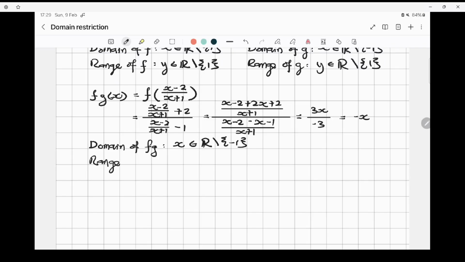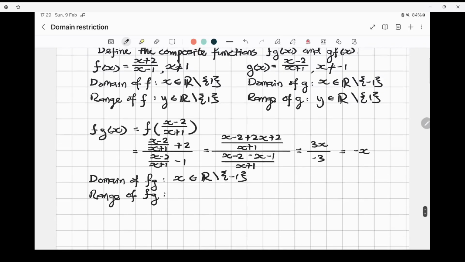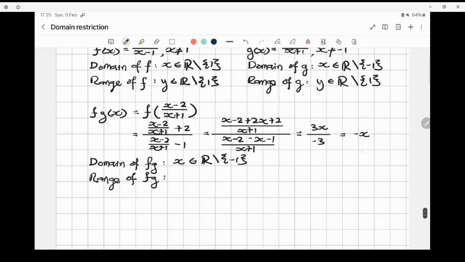What is slightly problematic is the range of fg. You cannot write why to be in the set of all real numbers. Because if you do that, so if you are following this particular function in the end, and you just write this, this is actually not correct because there are some points that you need to avoid.